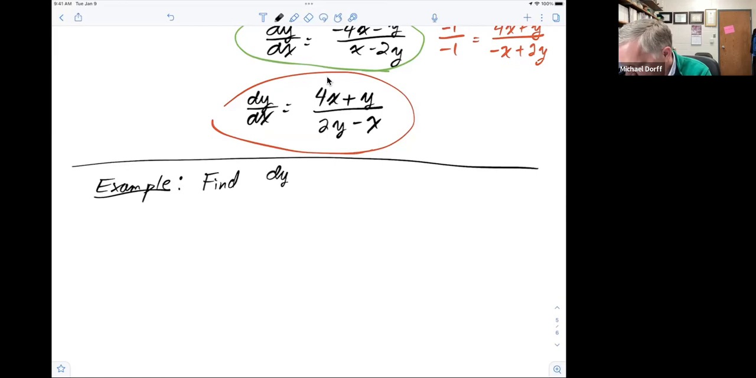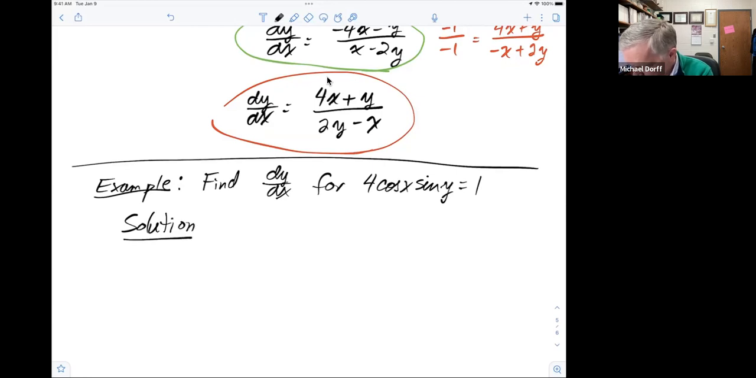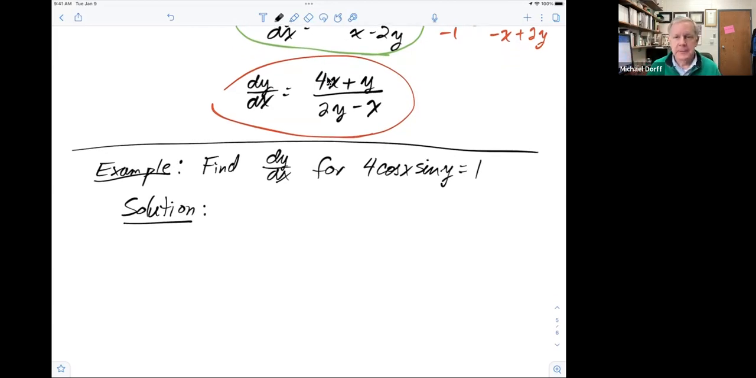Find dy/dx for 4 cosine x sine y equals 1. So this one, I look at this one, the x's and y's are mixed together on the left. Because of that, because I don't have y equals something, y on the left and all the x's on the right, I'm going to use the implicit differentiation approach.